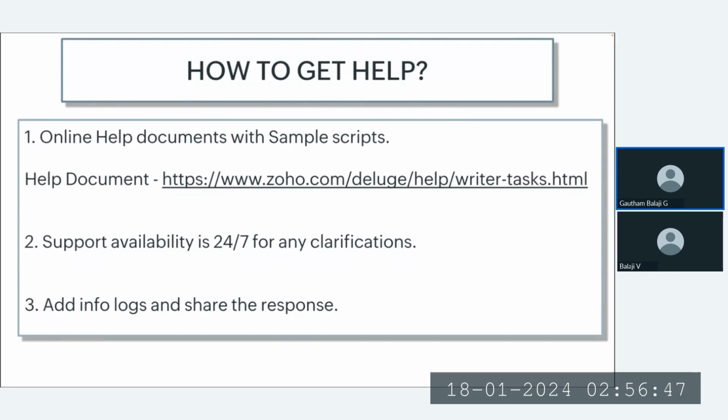If you're facing any errors, you can check out the response, which will contain the appropriate error message. We also provide detailed information regarding the error that you're getting, so you can check that out and you will be able to clear those errors yourselves. But if you're still facing any issues, you can just add info logs in your script and share the response with us at support@zohowriter.com so that we'll be able to check on the issue and provide you a solution quickly.